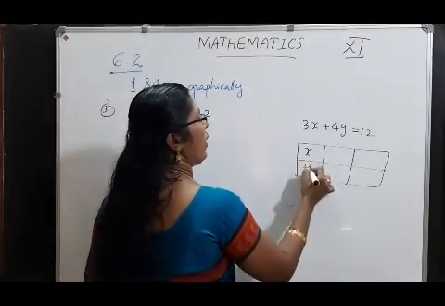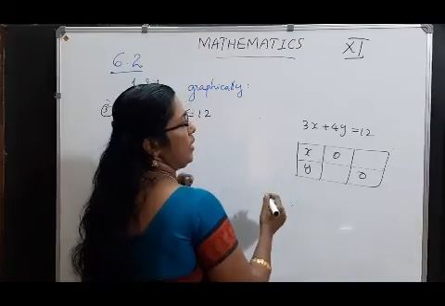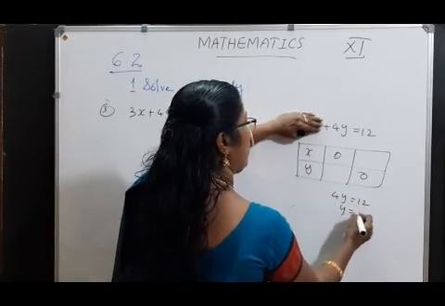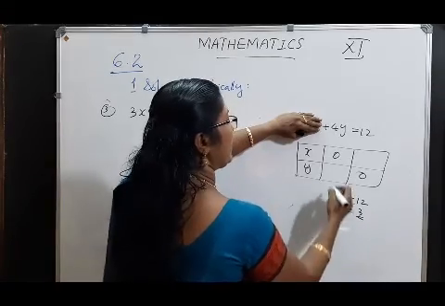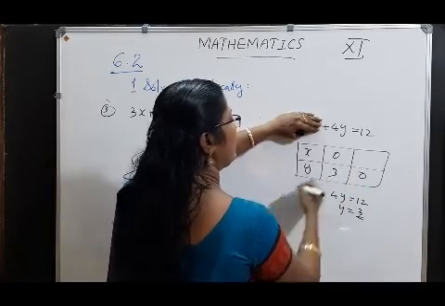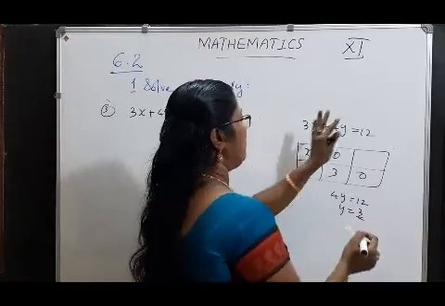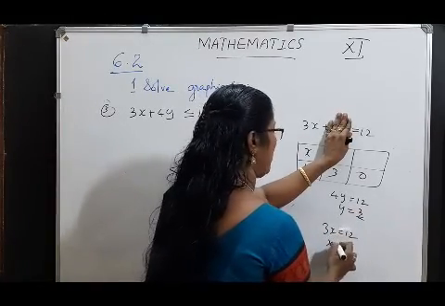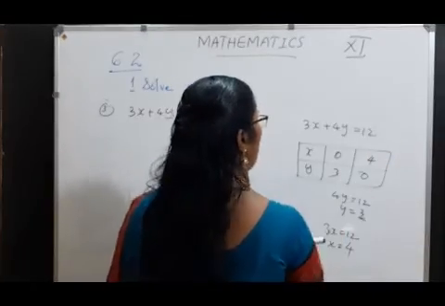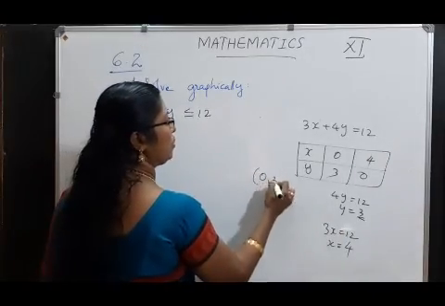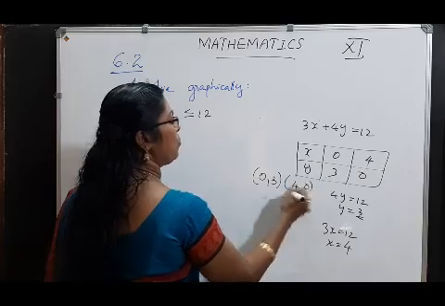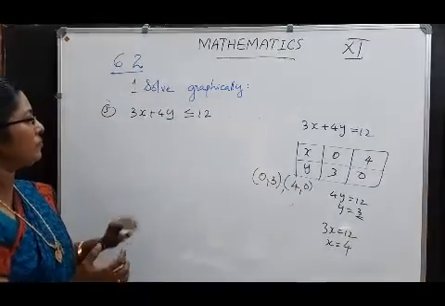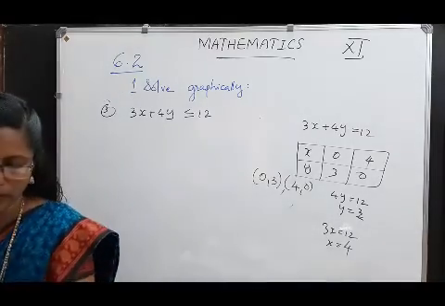Here x is 0 and y is 0. When x is 0, 4y equal to 12, so y equal 3, since 12 by 4 is 3. Then when y is 0, 3x equal to 12, so x equal 4. So the points are (0, 3) and (4, 0). Then draw.